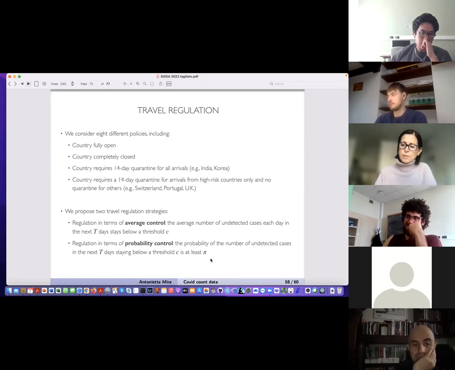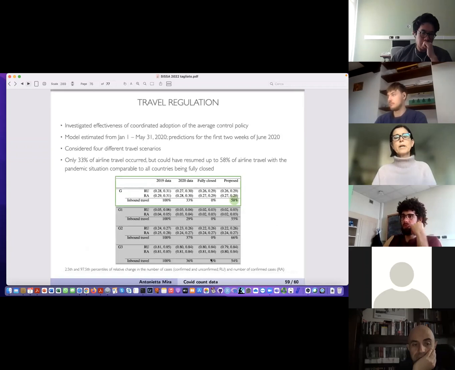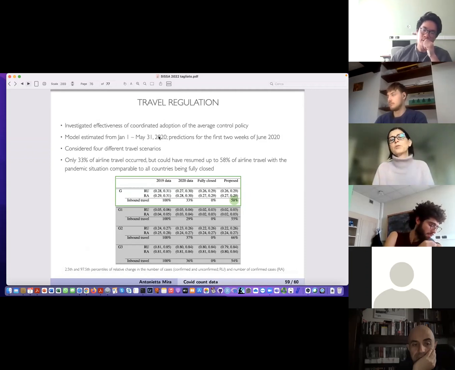Okay, so I'm not going to go into the details, but what I want to show you is that, first, we investigated the effectiveness of the coordination of the adoption of these strategies. Right now, each country is deciding what to do. We showed that, of course, if we could coordinate, for example, at least inside Europe, everybody would be better off.